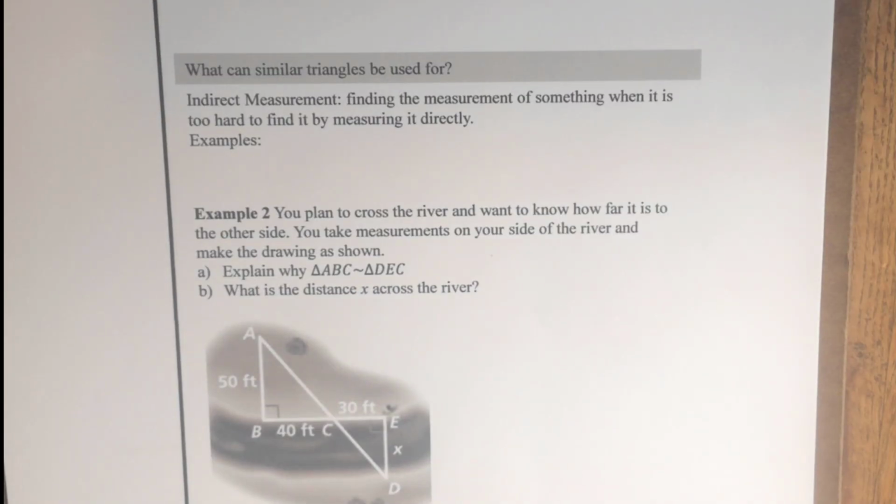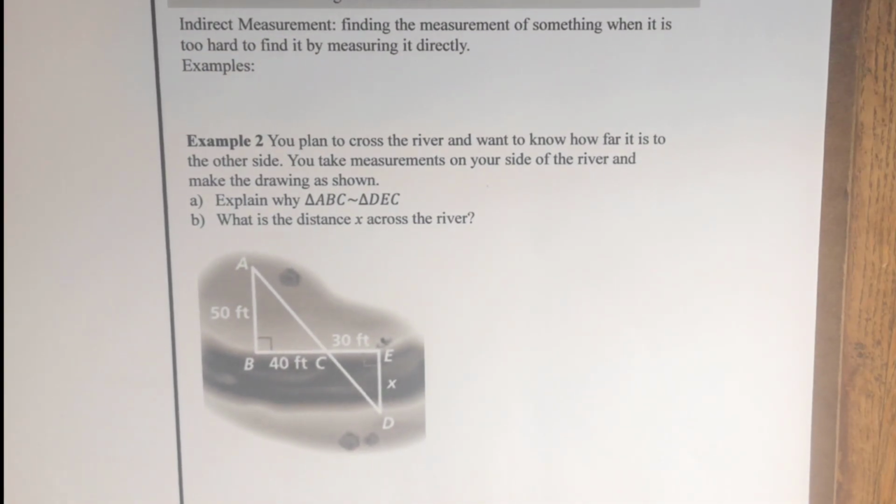So why do we care? Well, we care because we can use similar triangles to find measurements that are not exactly easy to find. For example, if I'm standing over here on the riverbank and I need to know how far it is across a river, I can actually use indirect measurement to help me find that.